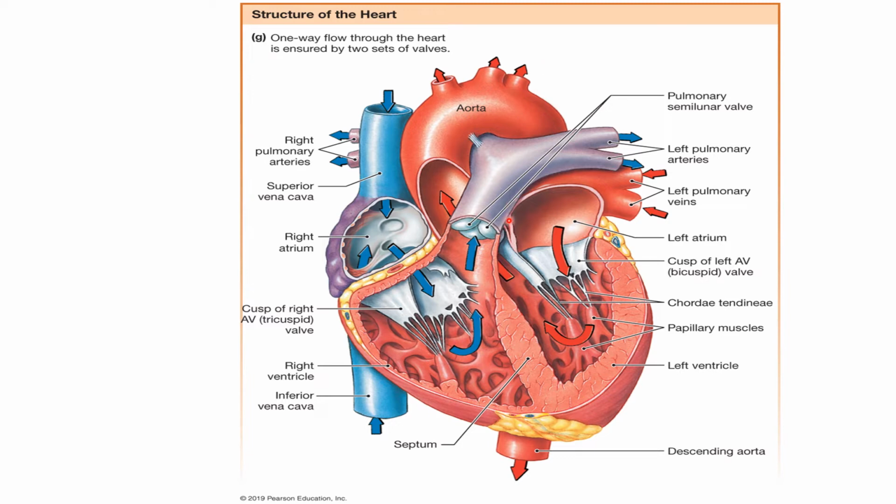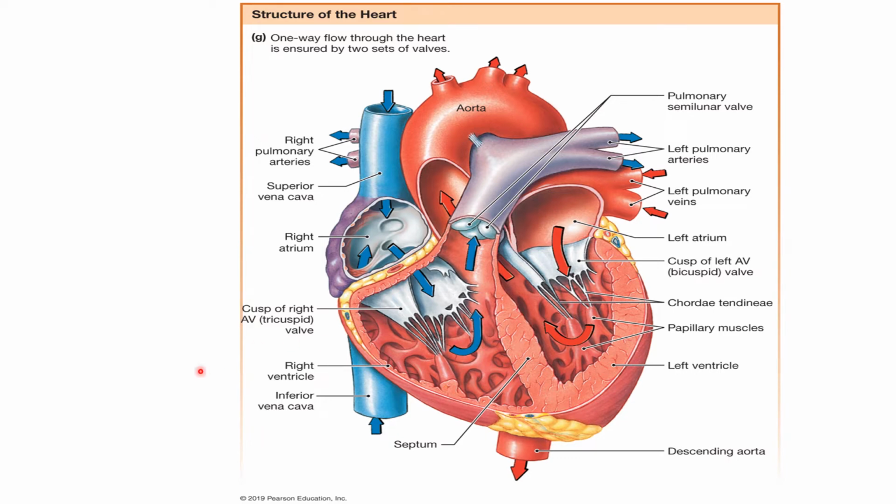One thing to note as well is that once the pressure in your pulmonary trunk right here and in the pulmonary arteries is higher than the pressure in the right ventricle, that pulmonary semilunar valve is going to close, preventing any backflow into the right ventricle.